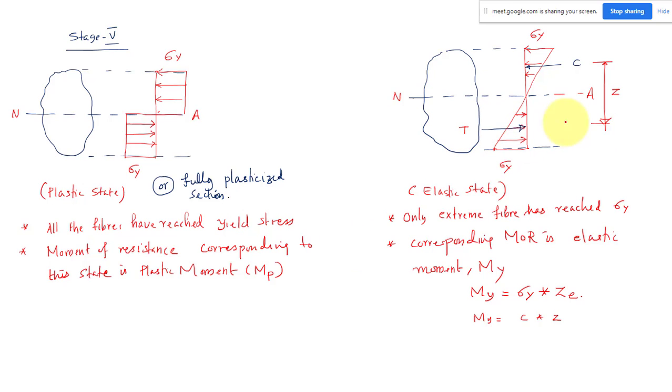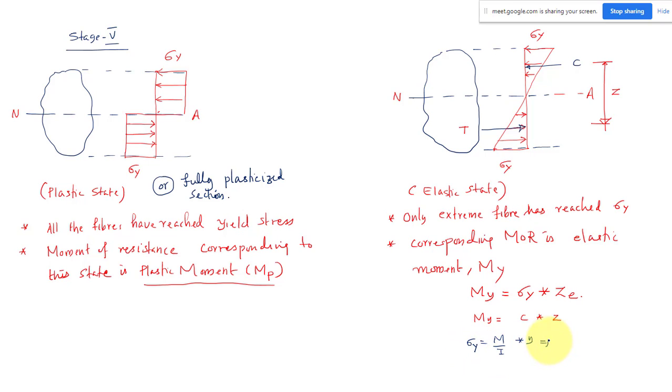In a similar way, you can find out the moment of resistance corresponding to the plastic state also. That moment of resistance we will be calling the plastic moment. How to get the plastic moment, we will discuss. In the elastic state, it is much simpler because we can directly use our elastic formula. I have the equation stress equal to M by I into y. So from here itself I can find out the moment of resistance.